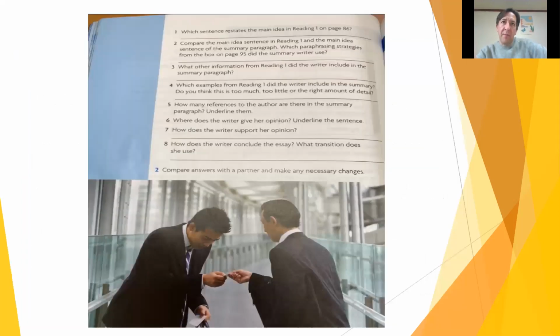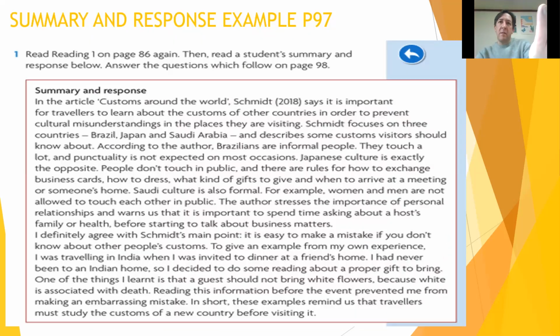Question 3, what other information from reading 1 did the writer include in the summary paragraph? Well, they talked about different things. They told us about the 3 countries, Brazil, Japan, and Saudi Arabia, and they gave us some details about the culture being formal or informal and about gifts.